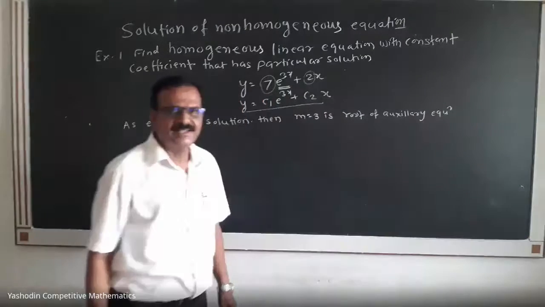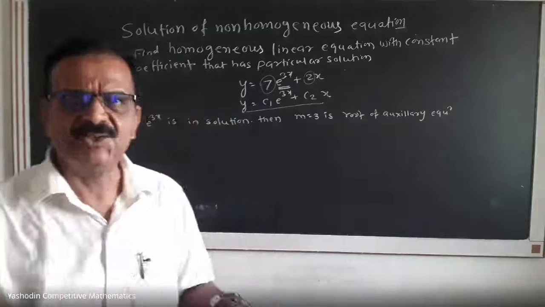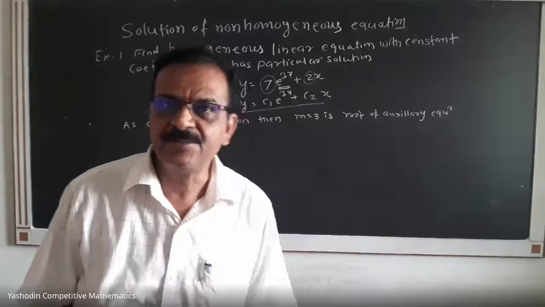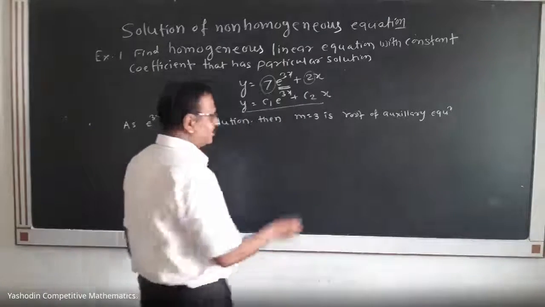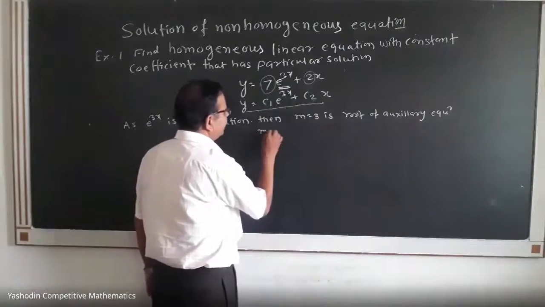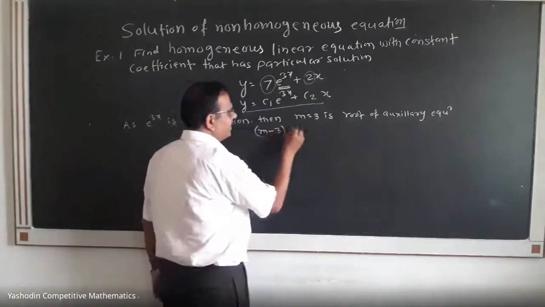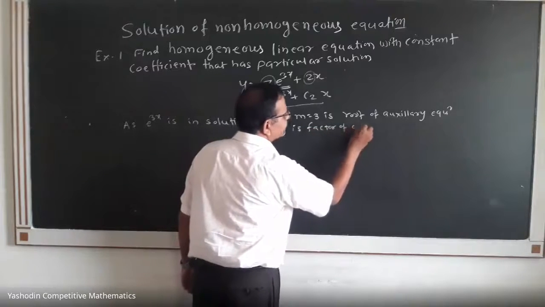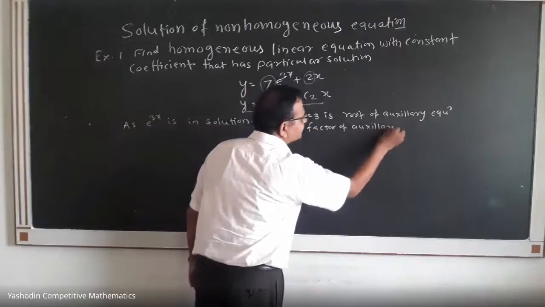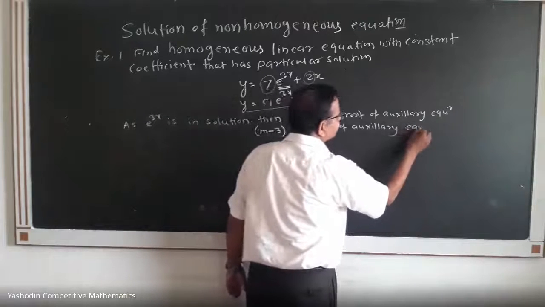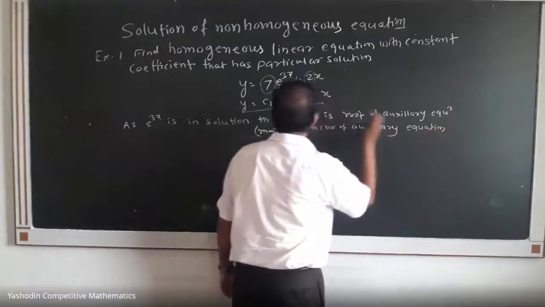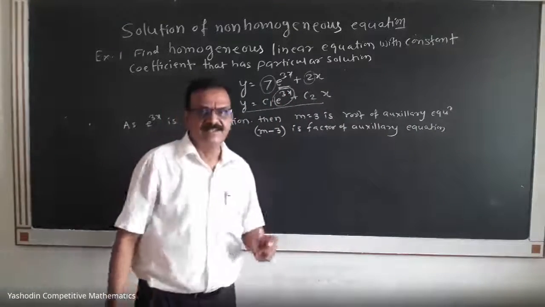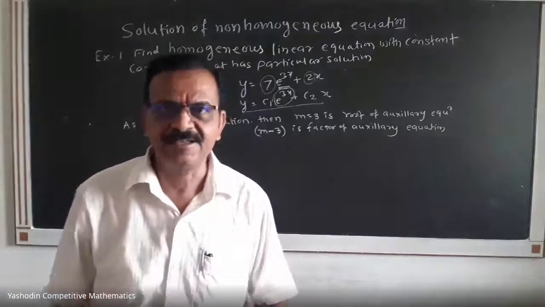What happens? e raised to 3x is in the solution. This implies that m equal to 3 is a root of the auxiliary equation. As m equal to 3 is a root of the auxiliary equation, m minus 3 is a factor of the auxiliary equation. From the first term, e raised to 3x, we follow that the auxiliary equation has one factor m minus 3.